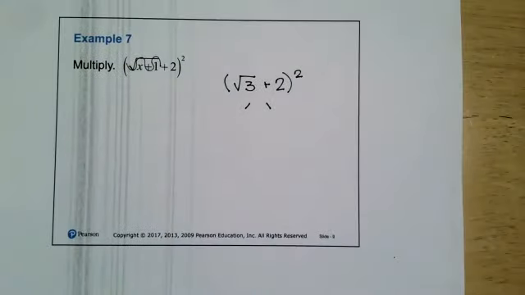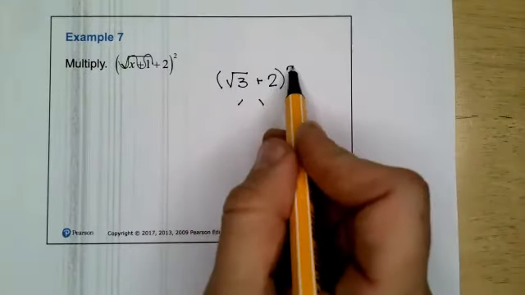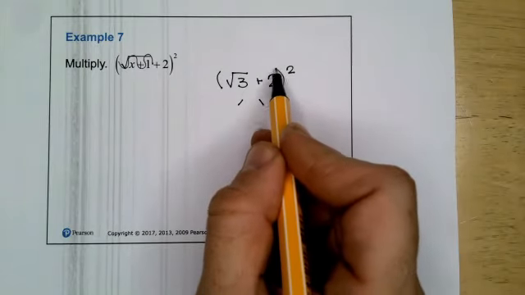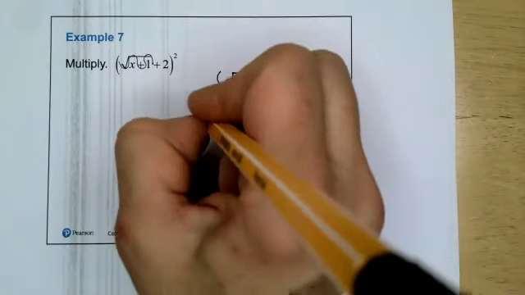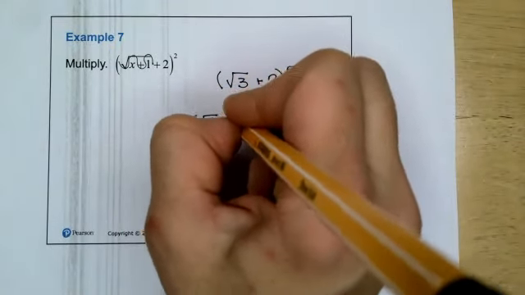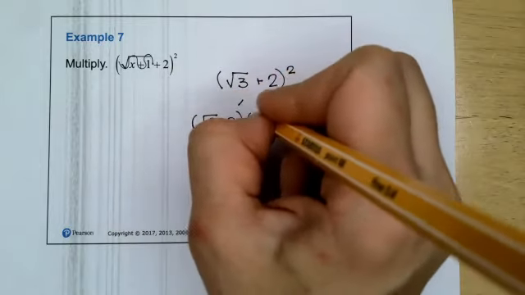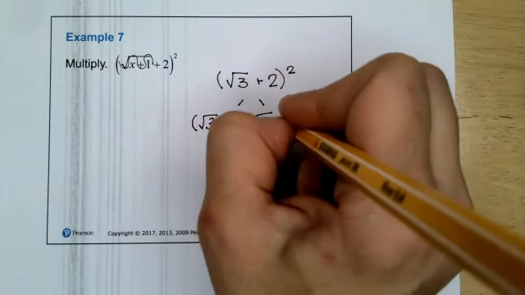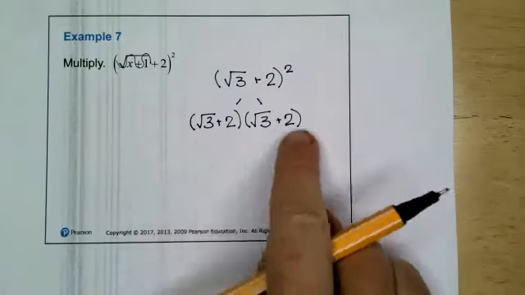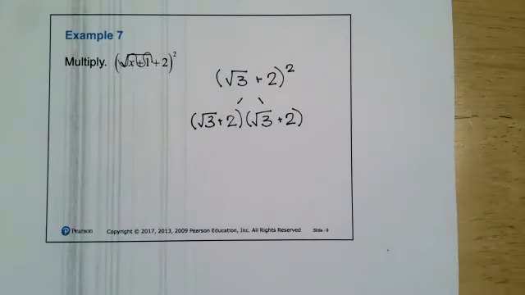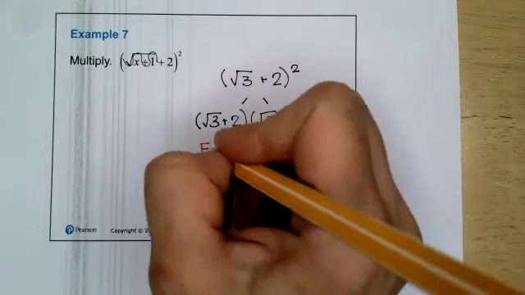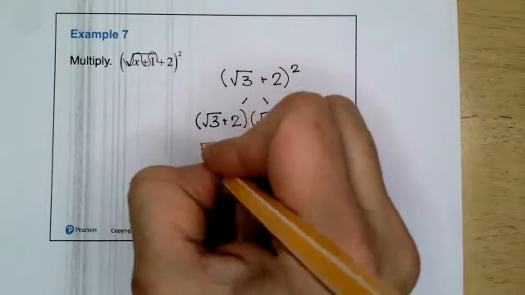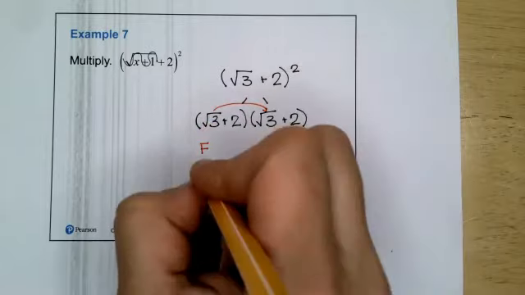So what would I do with this? The 2 outside parentheses means we're multiplying that whole thing times itself. So that just means we're FOILing again. The square root of 3 plus 2, square root of 3 plus 2. They're being multiplied by each other. Okay, so again, we're just FOILing. Okay, first is going to be the square root of 9 again.